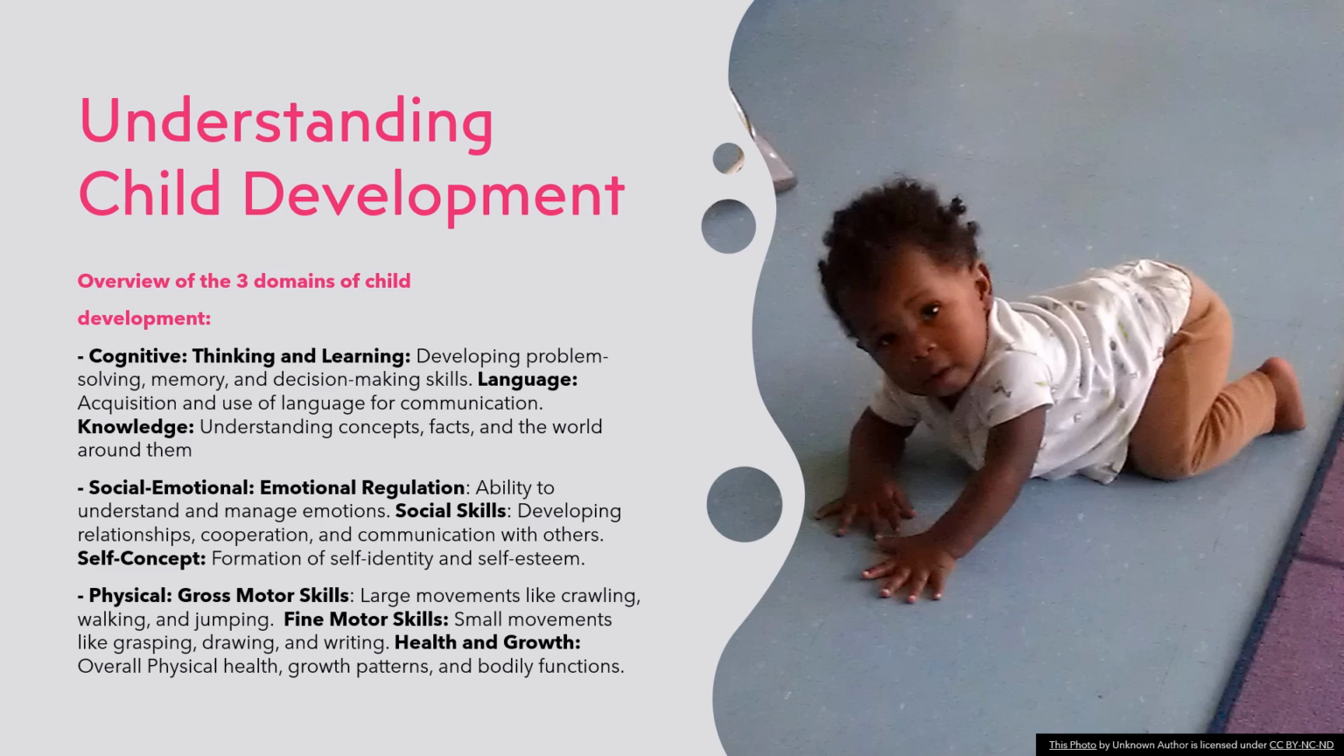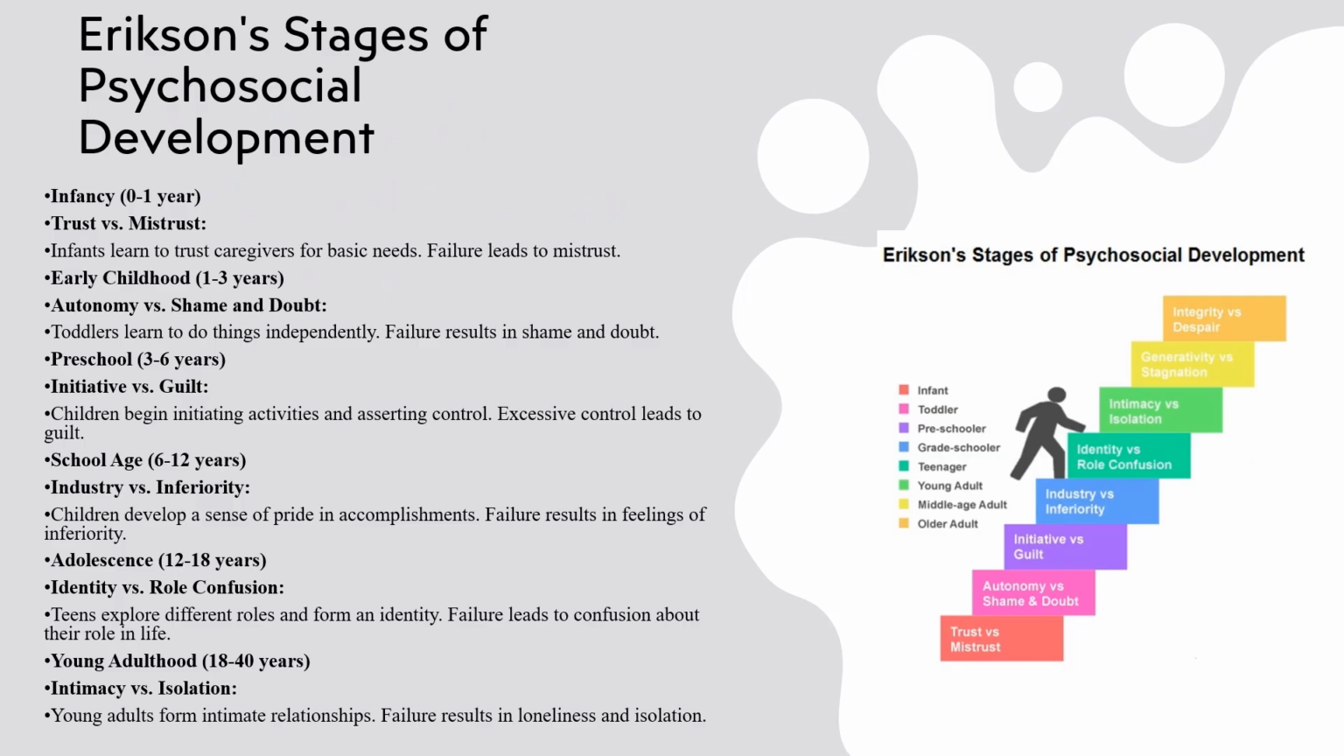Last, we have physical. Physical deals with gross motor skills. This is about the large movements like crawling and walking and jumping. Then we have fine motor skills, which is the small movements like grabbing at things, drooling, writing. And last but not least, we have health and growth, which deals with the overall physical health, the growth patterns, and bodily functions.